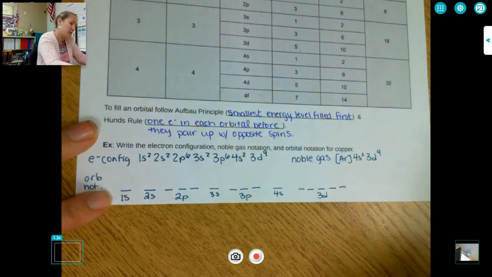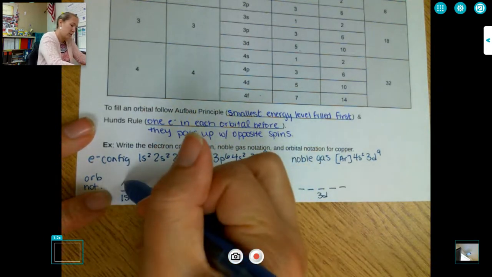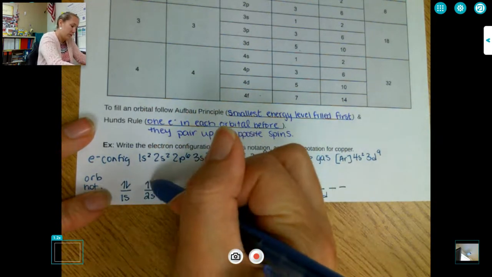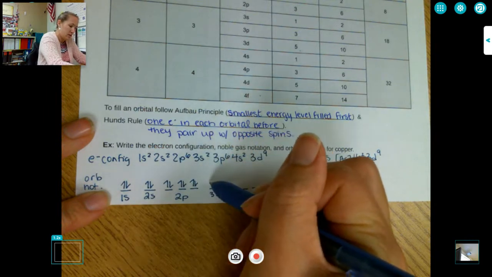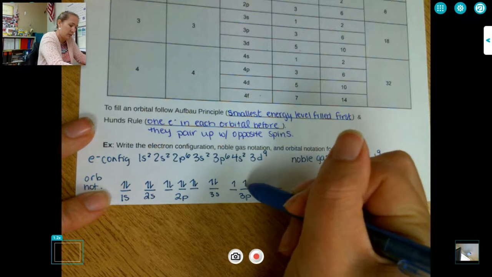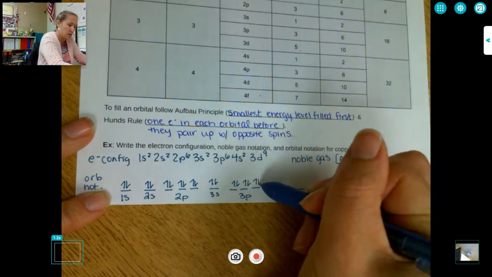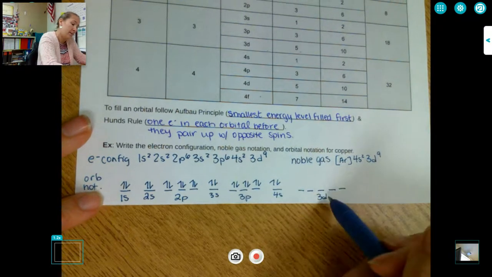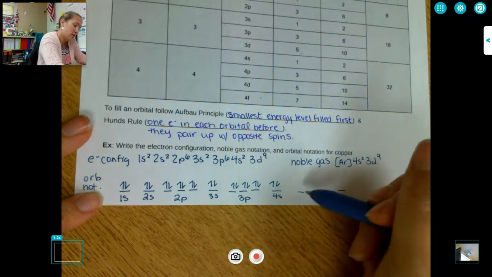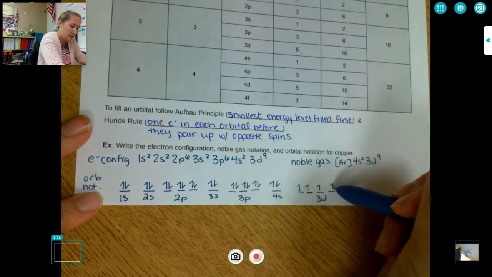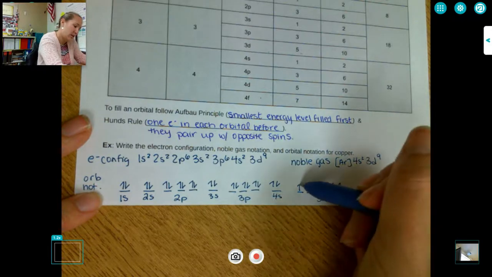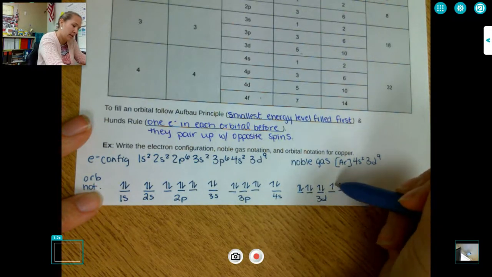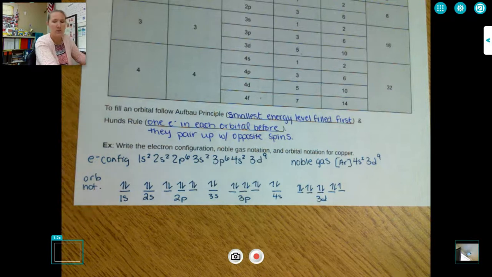So I fill starting at the lowest energy level first. 1 up, 1 down. 1 up, 1 down. Up, up, up. Down, down, down. Up, down, up, up, up. And then at my end, I have 3D9. So they're going to fill 1 up in every spot first. Then I'm going to come back and start pairing up. So that's 5, 6, 7, 8, and 9. So that's my orbital notation.